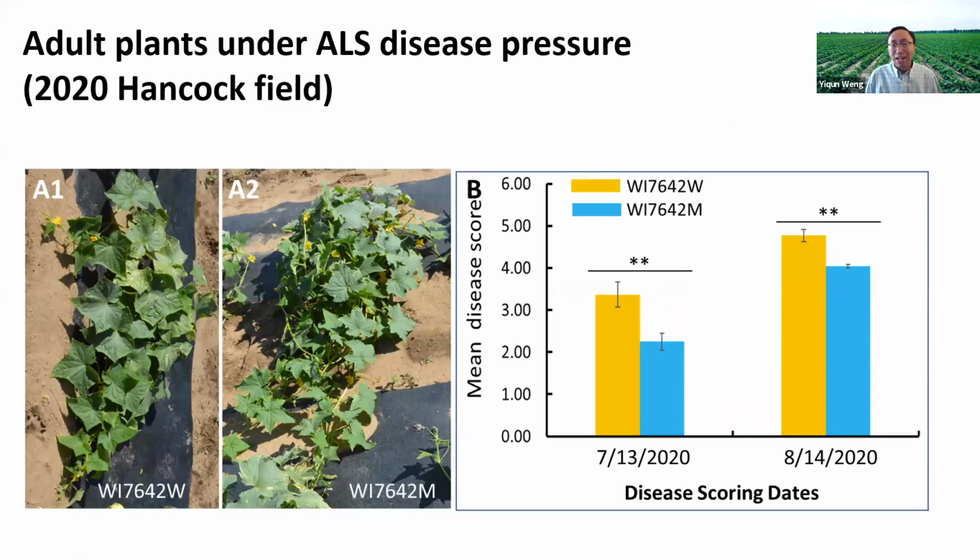We grew these lines in the field, and we never found anything intentionally. But last year in our field trial, which had very serious angular spot in the field, we found a difference between the mutant and its original donor line, which we call the wild type. We calculated the mean disease scores. It's a significantly higher disease score for the wild type.